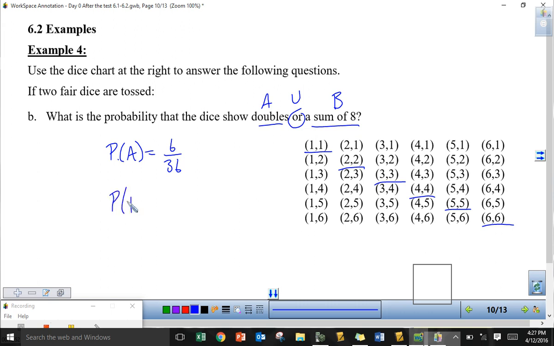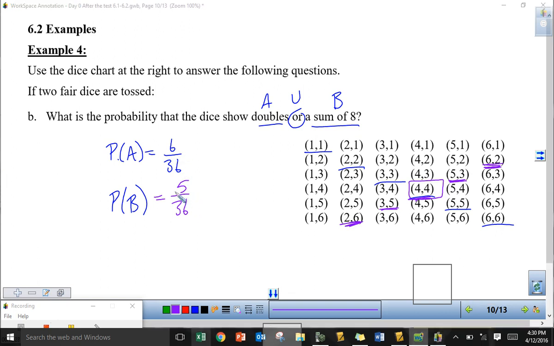Looking at the probability of B, we are looking for a sum of 8. So we just need to look for two numbers that add up to 8. We've got 6 and 2, 5 and 3. Again, we just go across that diagonal there, and we've got 1, 2, 3, 4, 5 favorable outcomes over 36 total outcomes. Now, looking at these, is there an intersection? That is true for this 4, 4. Notice that 4, 4 was included in the favorable events in Event A, and it was also included in the favorable events in Event B.